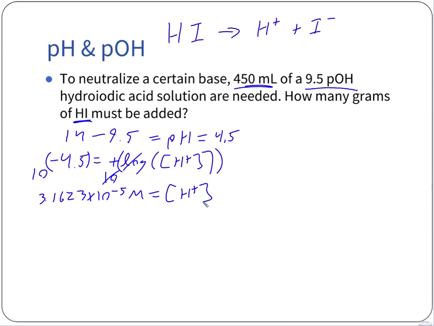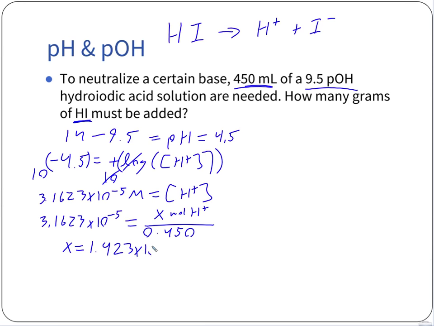All right, so now that we know that, we have our concentration. We need to find moles, and so we know that that concentration, 3.1623 times 10 to the negative fifth, should equal the number of moles, which we don't know. We'll call it X moles of H plus over the volume, 450 milliliters. We want that in liters, so I'll do 0.450 right there. Multiply the 0.450 up to both sides. And so doing so ends up being that X is 1.423 times 10 to the negative fifth moles of hydrogen ions.